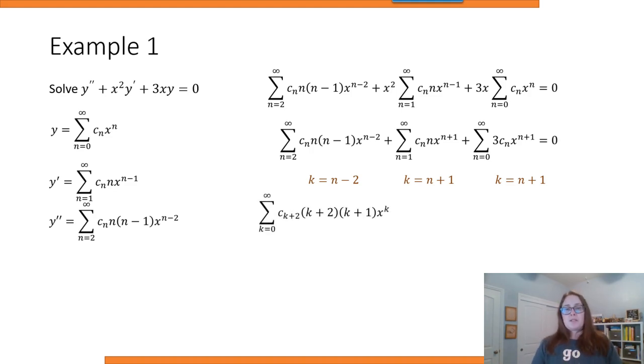So the first series becomes the sum as k equals 0 to infinity of c sub k plus 2 times k plus 2. And then n minus 1 becomes k plus 1 if I swap out the n for k plus 2. And then times x to the k. Okay. On to the second one. I'm going to do the same thing. Here k equals n plus 1, so that means n is going to equal k minus 1 if I just solve this little equation for n.